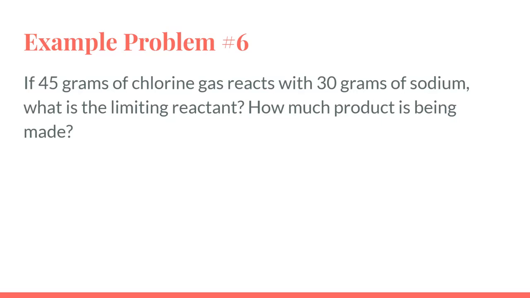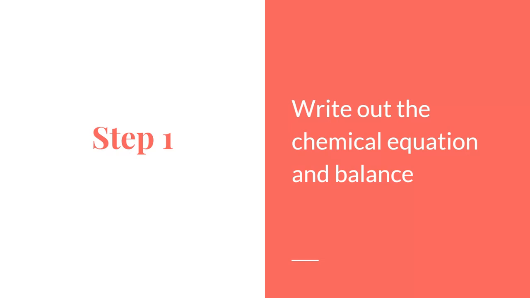Problem number 6 says, if 45 grams of chlorine gas reacts with 30 grams of sodium, what is the limiting reactant and how much product is being made? So the first step again is to write out the chemical equation and balance it. So try pausing the video, writing the chemical equation, balancing it, and then hit play when you are finished.